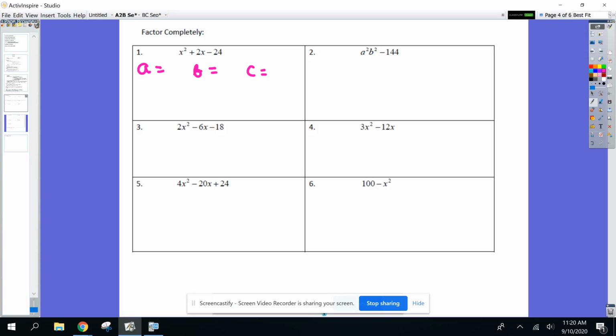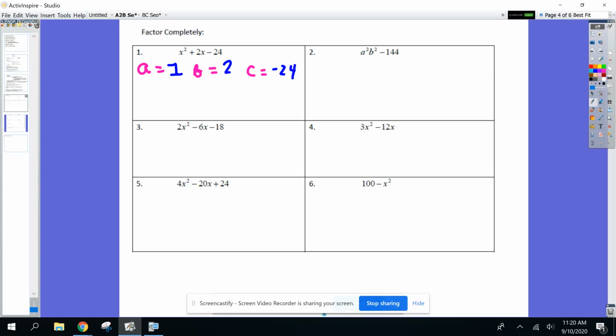The A value is always the number in front of x squared. You'll see there is no number, so we assume that is a 1. The B value is the number in front of the x, which you would tell me is 2. And finally, the C value is the number without a variable, which in this case is 24. The sign goes with it. It's negative 24. When I ask for A, B, and C, don't give me variables. It's numbers. Numbers only.